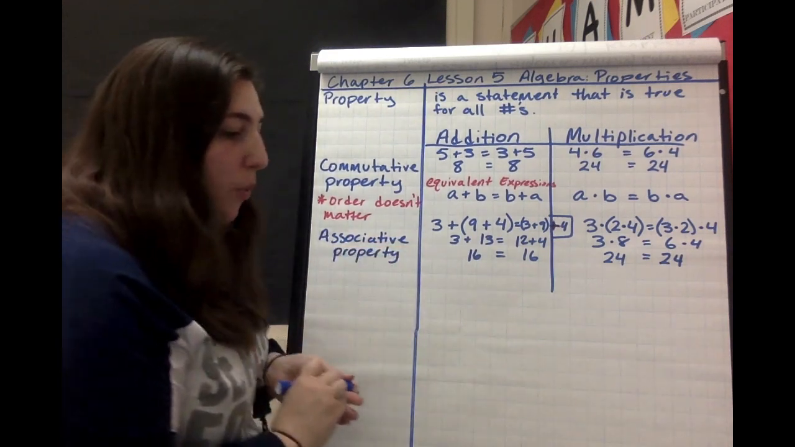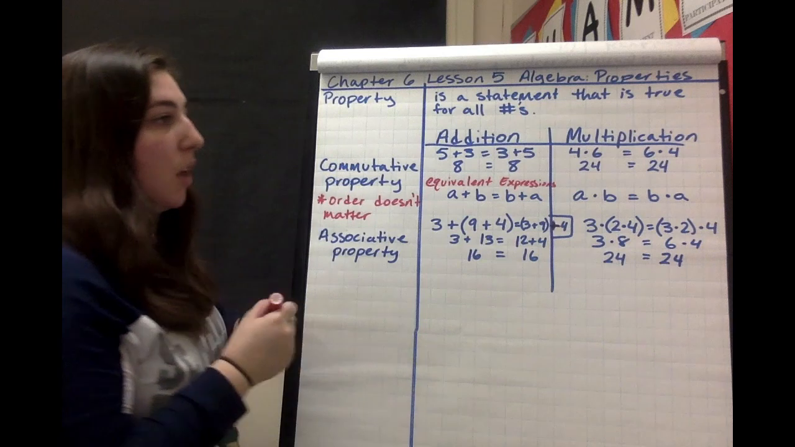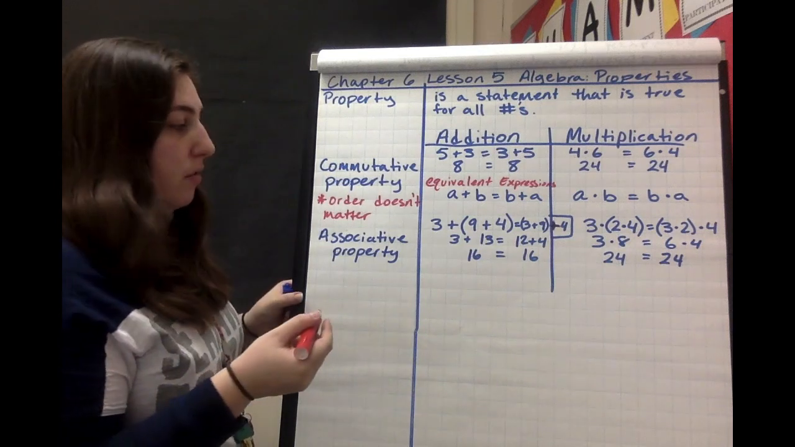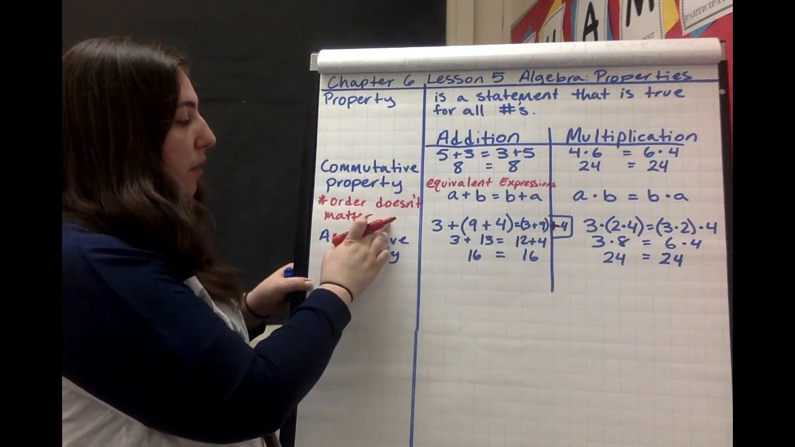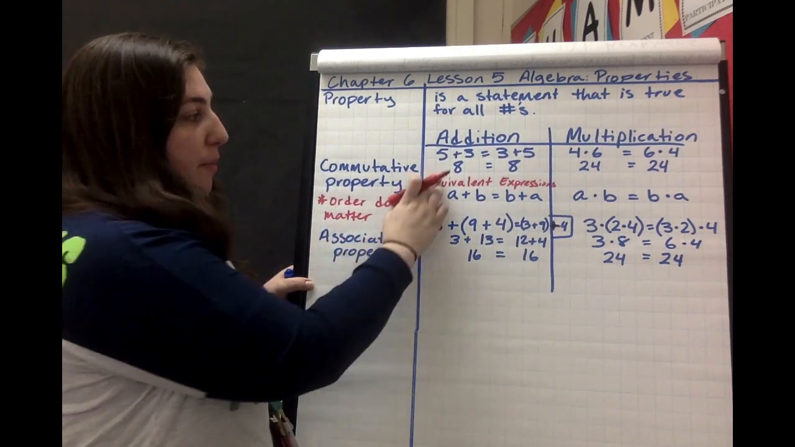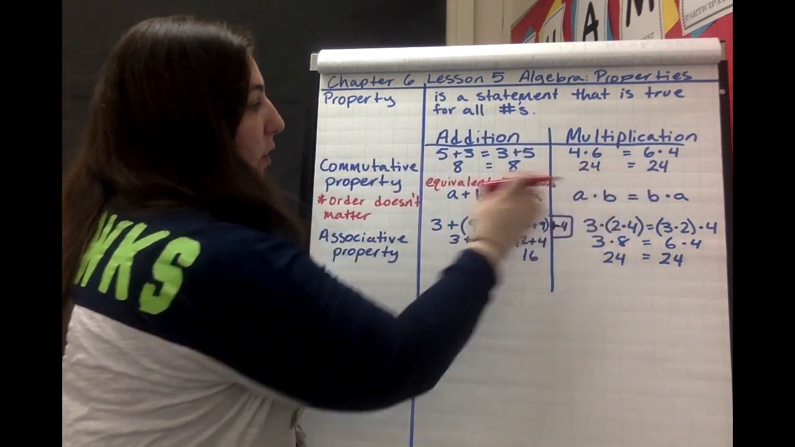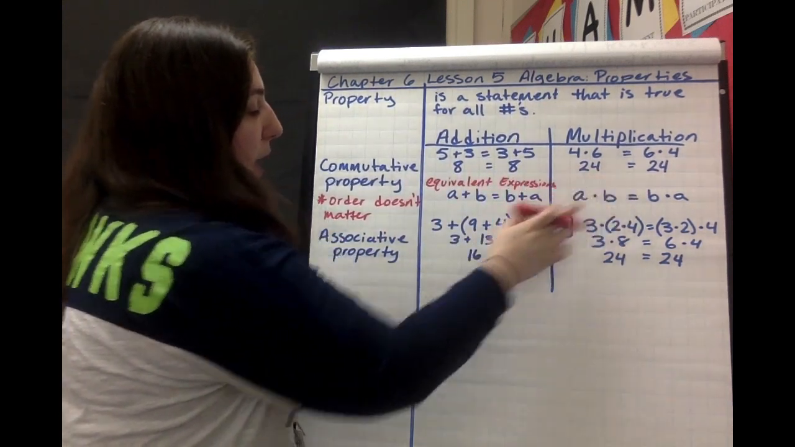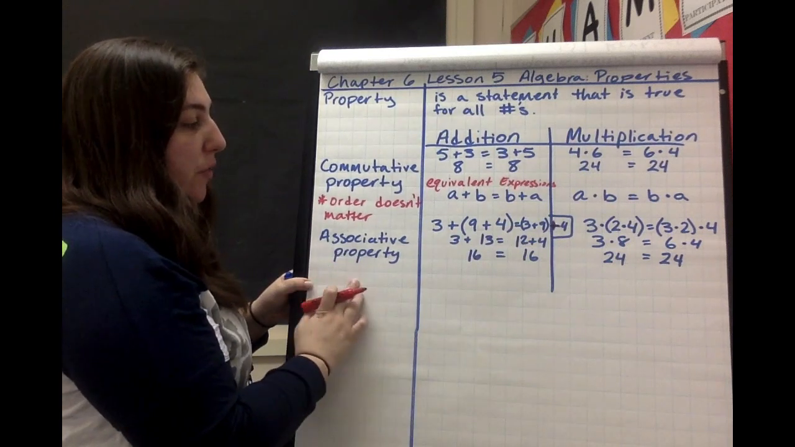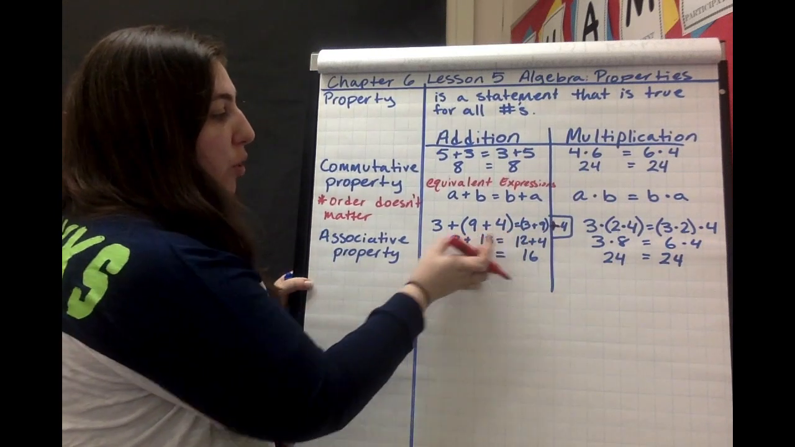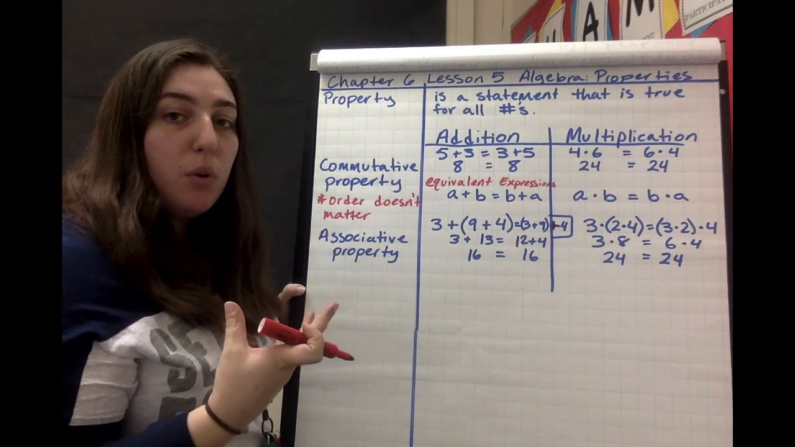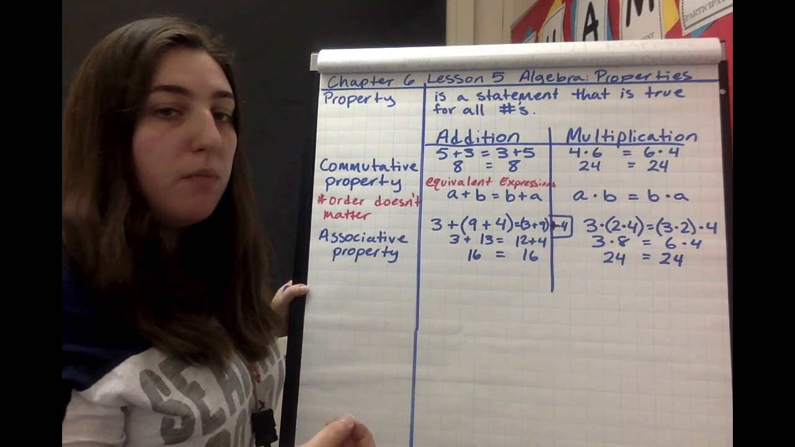And with the associative property, grouping doesn't matter. Okay, so in the commutative property, order didn't matter, how you ordered them, if you're adding or if you're multiplying. And with the associative property, the way you group them doesn't matter. So when I say group, I mean where the parentheses go.